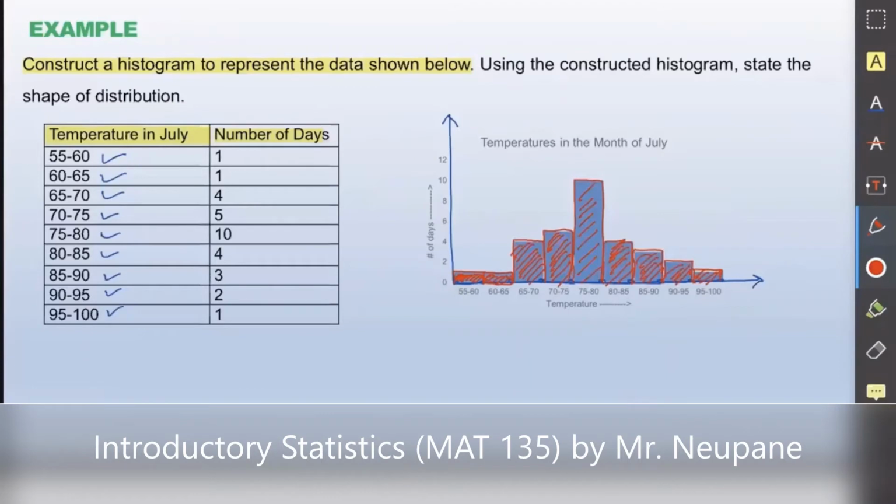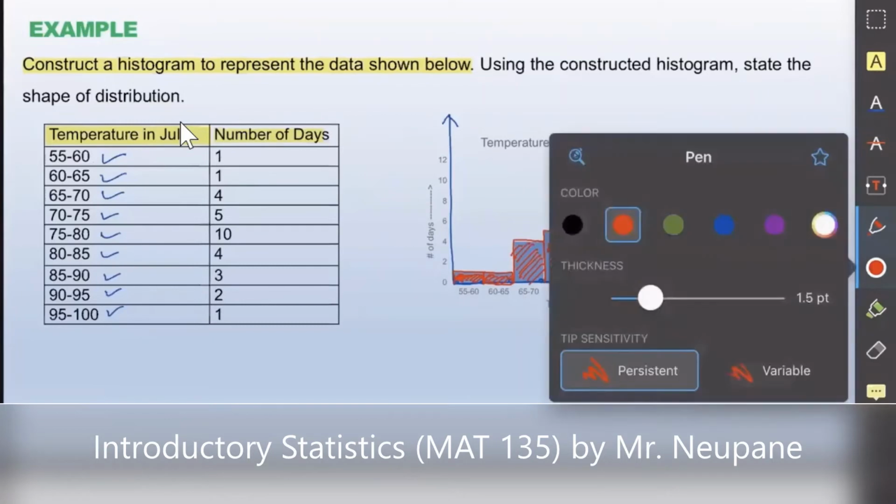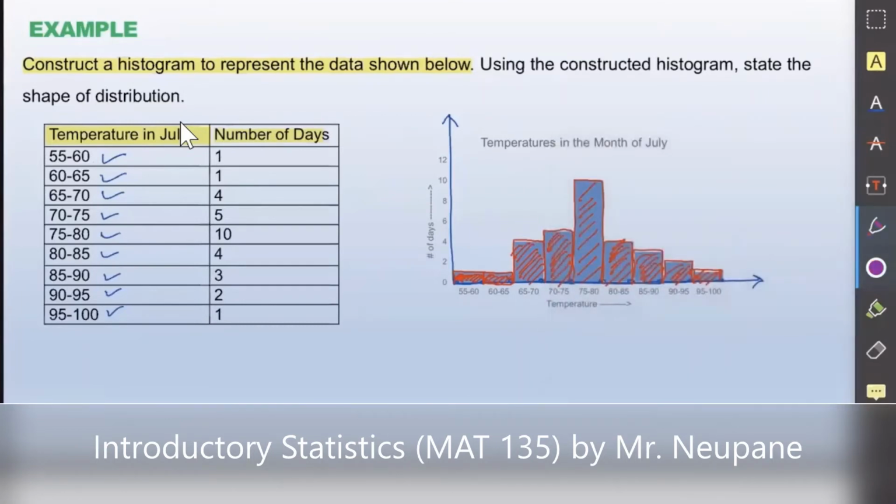Now, after you draw the histogram, you are asked to state the shape of the distribution. To analyze the shape of the distribution, you can draw the curve along the top of these bars like that, so that you can clearly see what type of shape is there. Do the same thing on the other side like that. What do you think about the shape of this distribution? Is it skewed to the left, skewed to the right, normal or uniform? What do you think? Normal. It's pretty normal, right? So this is normal distribution.